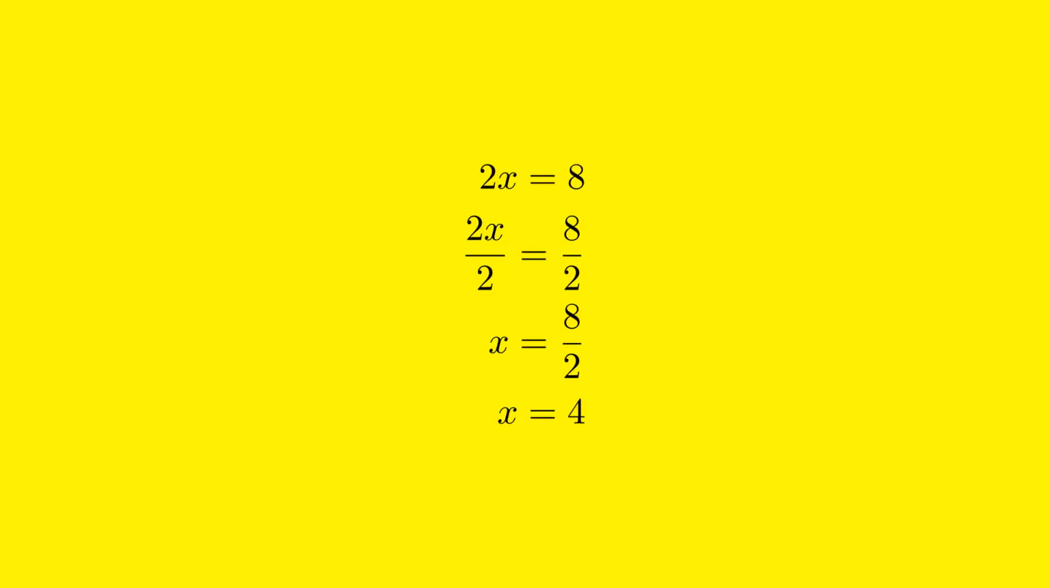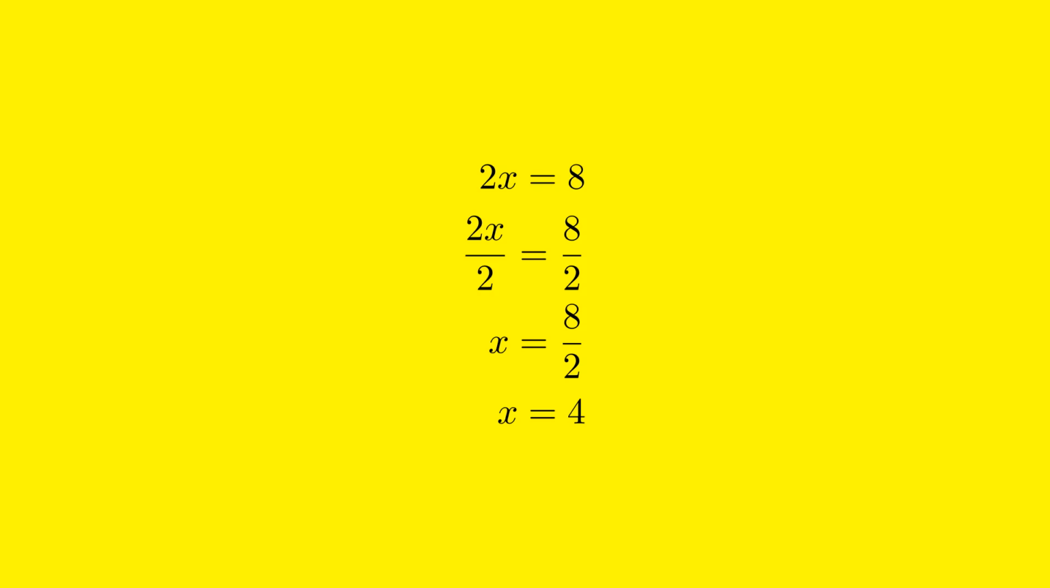Now that we have simplified the equation to 2x equals 8, we need to isolate the variable x completely. To do this, we must get rid of the coefficient 2 that is currently multiplying x. To get rid of the coefficient 2, we perform the opposite operation of multiplication, which is division. So we divide both sides of the equation by 2 to maintain equality.